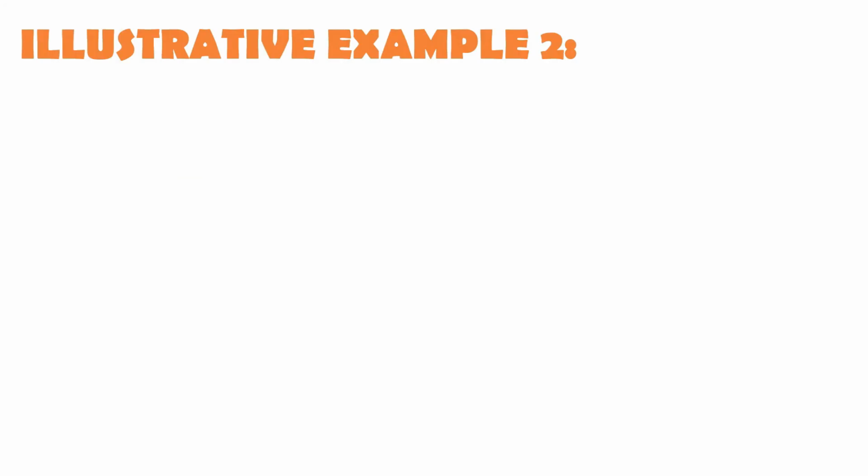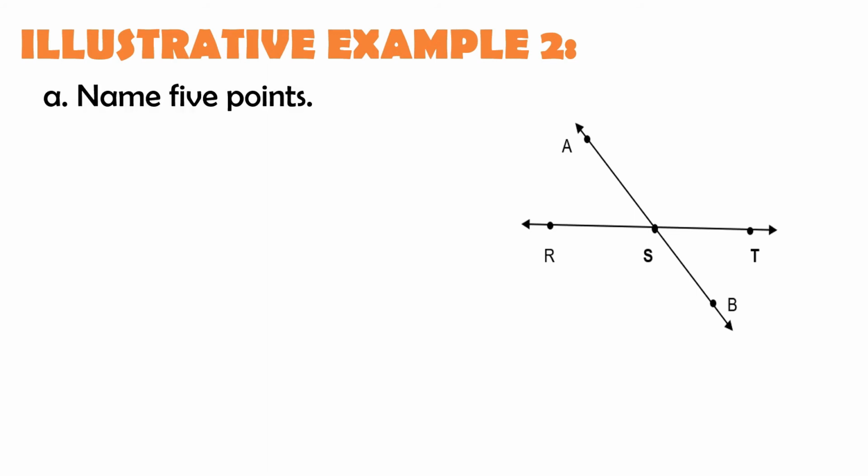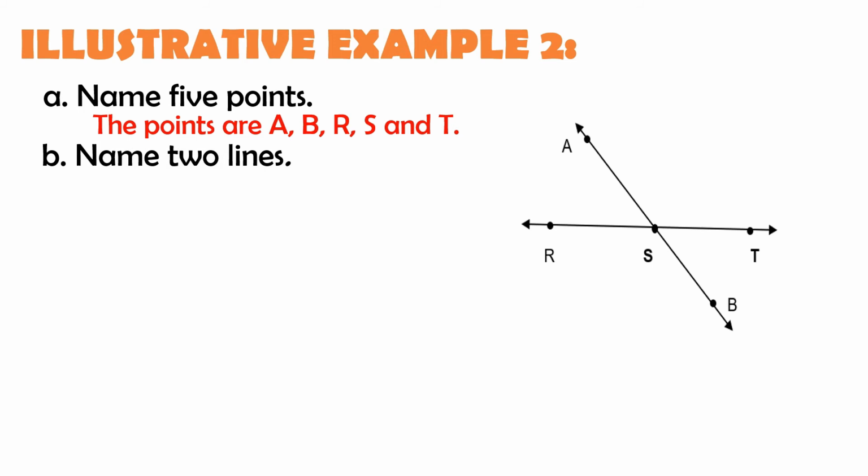Now, for example number 2, use the figure to answer the following questions. Letter A, name 5 points. Okay, so the points are A, B, R, S, and T. Letter B, name 2 lines. That is right. The 2 lines are line AB and line RT.